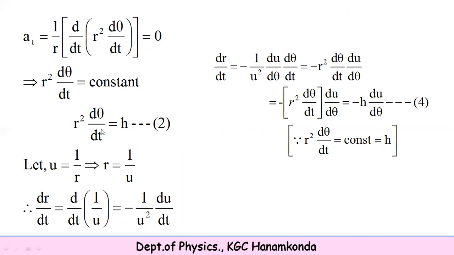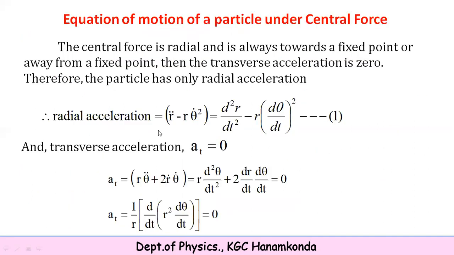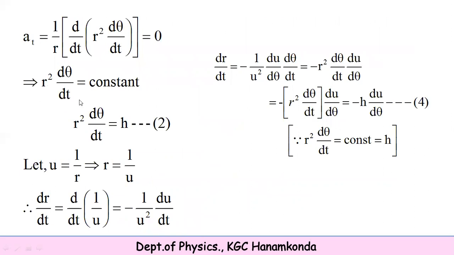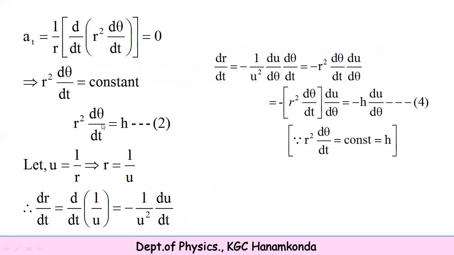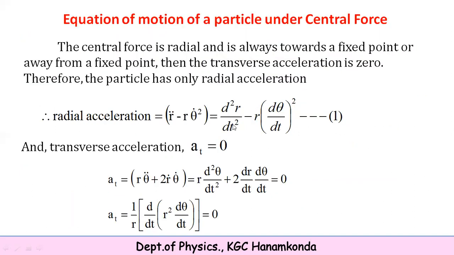From here you can directly write d theta by dt equals h by r square. Our first quantity, d theta by dt, is calculated from equation 2. And we require one more quantity, d square r by dt square.